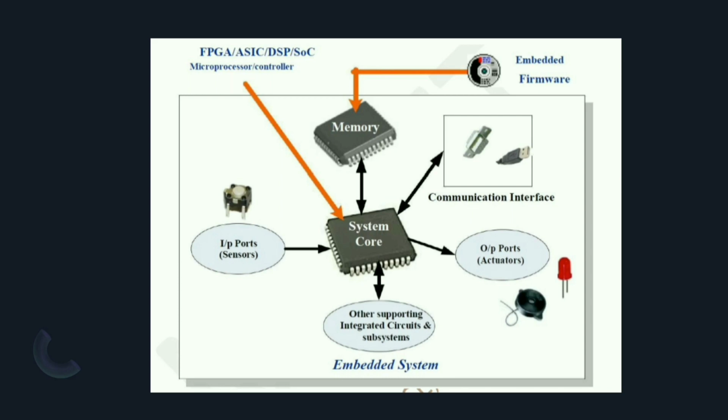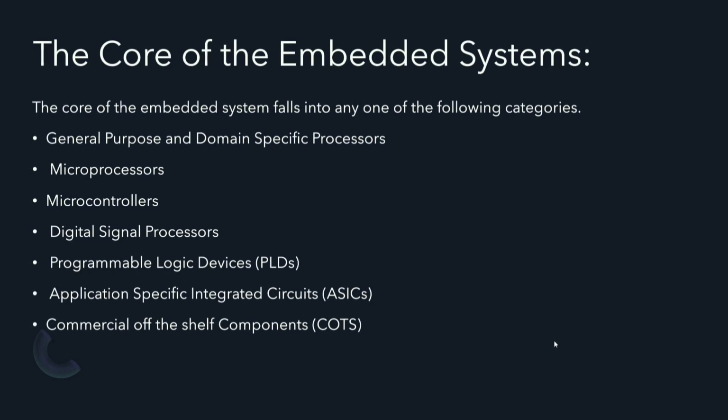We will come to know about these in the further slides. Now, for the memory, we use embedded firmware, and for the communication interface, we use USB drives or 9-pin cables. For the output ports, we have actuators, and the other supporting integrated circuits and systems are interconnected to a system core. For the input ports, we have sensors. For example, in an air conditioner, the sensors sense the temperature of the surroundings and they stimulate the AC. Moving to the next slide, we have the core of an embedded system.